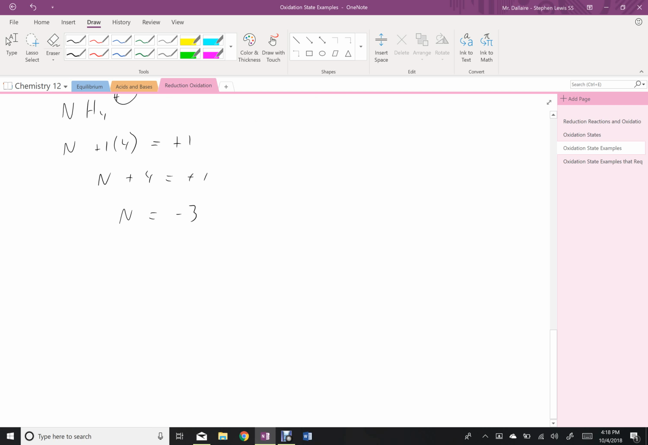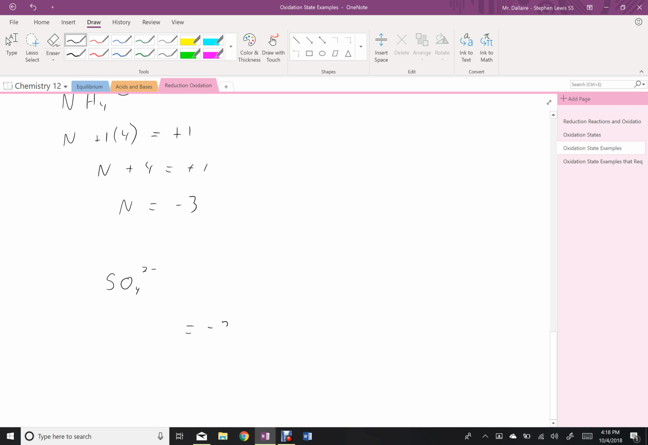Let's do one more of those. Let's take sulfate, SO4 2 minus. Here, we are going to add to negative 2 because we have a negative 2 charge on our ion. We have oxygens at negative 2 each, and our sulfur. So sulfur minus 8 is going to be equal to negative 2, and sulfur, in this case, is plus 6. So that's how we can use our simple rules from the previous video to do oxidation states of things by looking at the total oxidation state of the molecule.